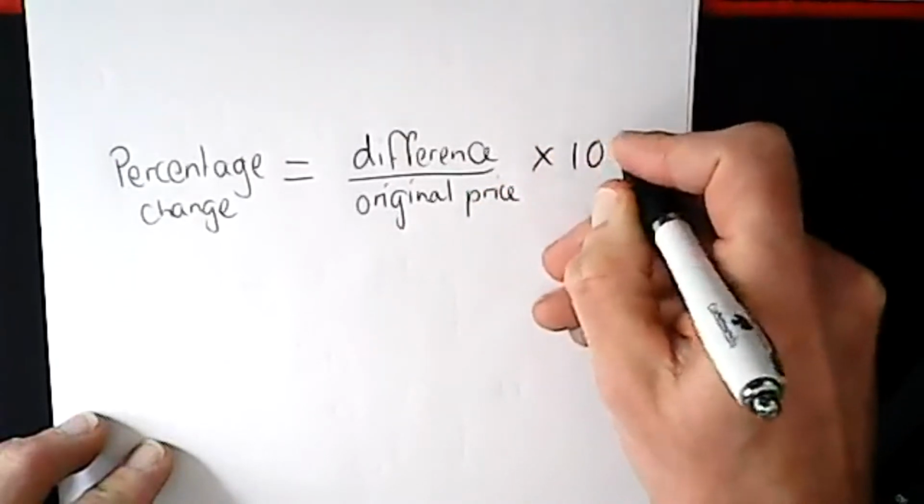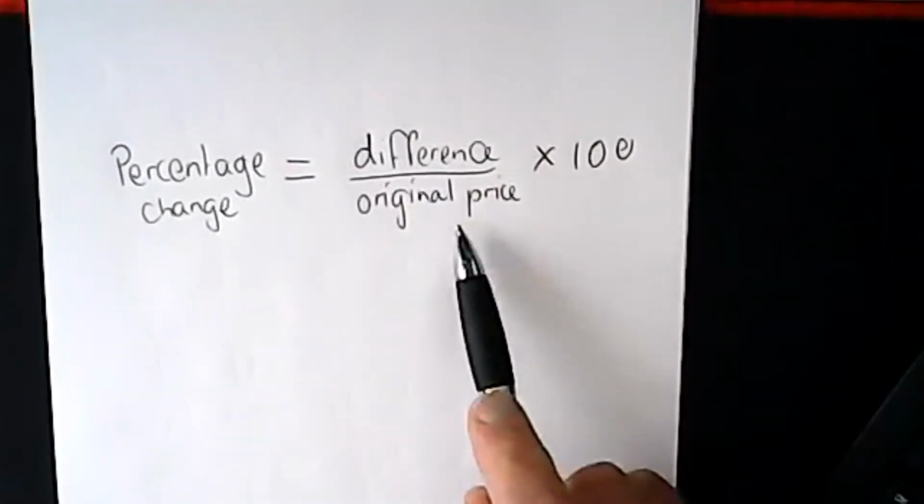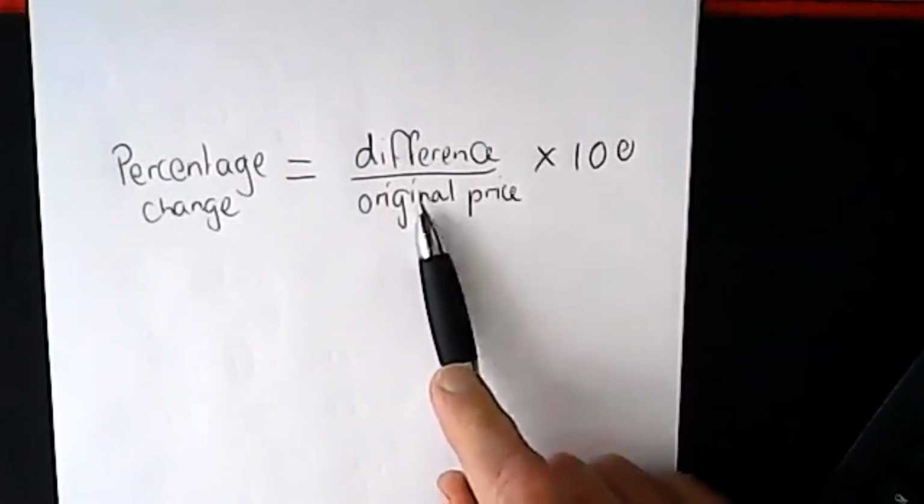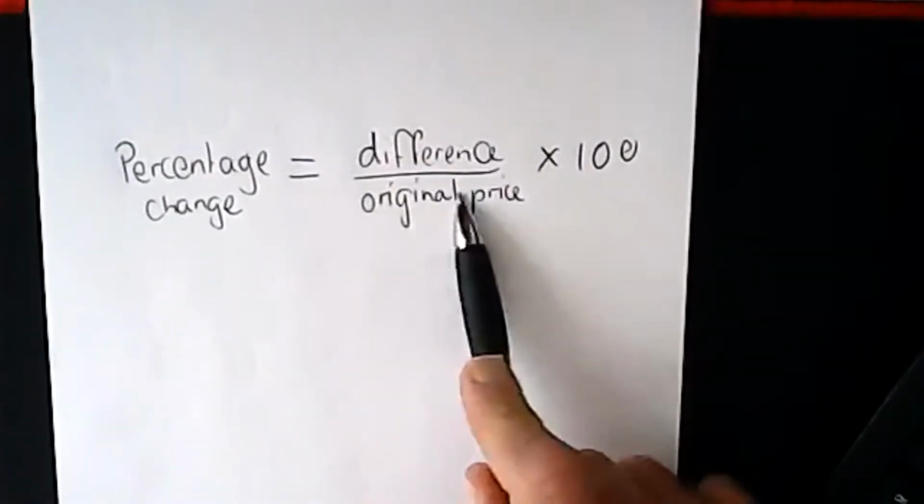Let me explain these parts. Original price speaks for itself. That's the price at the start. And this is really important: the price at the start is always 100%.